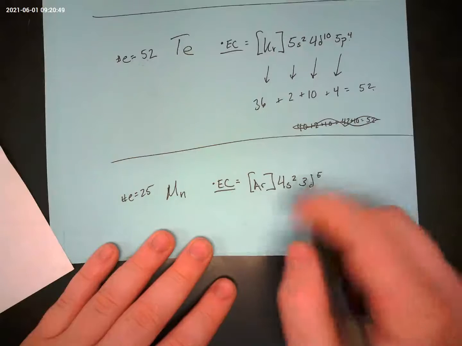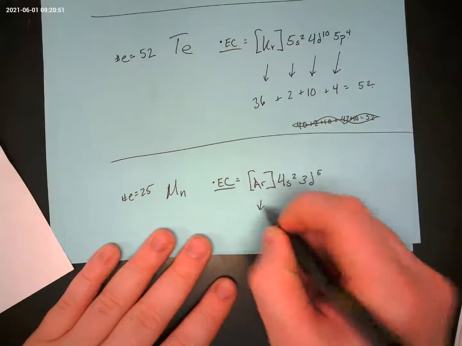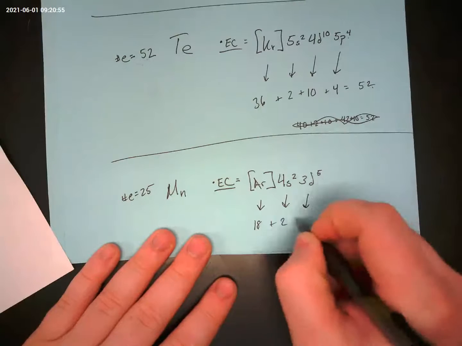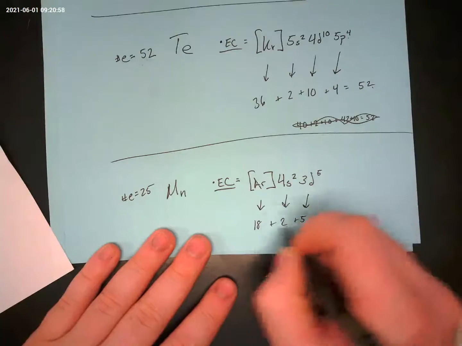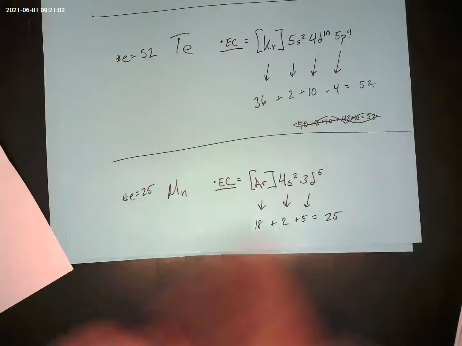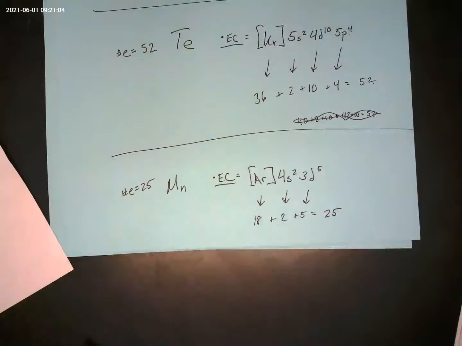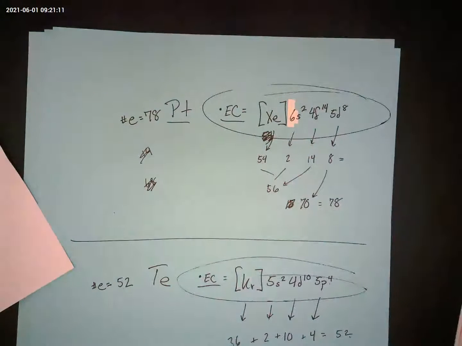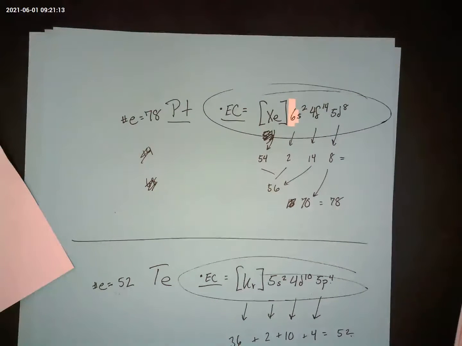Again, if we don't trust that, argon has 18. Here we've got 2. Here we've got 5. So it's 7 plus 18, which gives us 25. There are 25 electrons shown here. Manganese has 25 electrons. This is our abbreviated electron configuration. That's what we saw here for tellurium, and here's what we saw up here for platinum. So that is easy peasy abbreviated electron configurations.